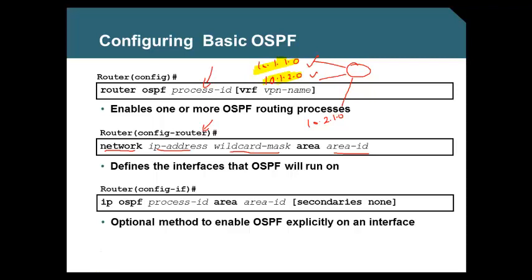Then what should be my configuration? It should be network 10.1.0.0 with wildcard mask 0.0.255.255 and whatever area you want. Finished. Now will OSPF run on this link?